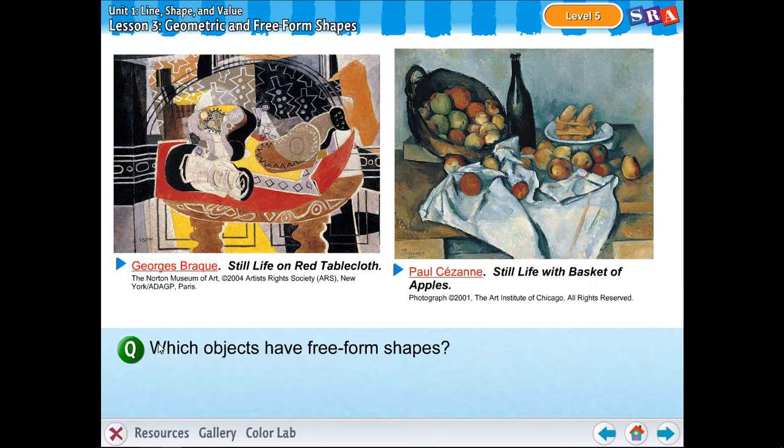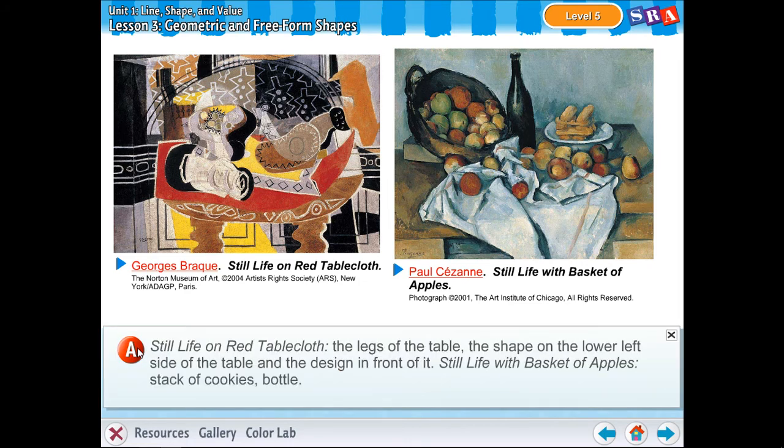Which have freeform shapes. Remember we said freeform shapes are shapes that are not geometric. Anything that's not classified as geometric and kind of looks like a natural form or like a blob. So on this still life with a table, the legs, that's not a rectangle, a square, or a triangle. The legs are freeform. The shape on the lower stack of the cookies, there's cookies on the table? Okay, I guess these are a stack of cookies. They're like freeform shapes. And then the lower left side of the table and the design in the front of it, all these things right here are like freeform shapes, okay?